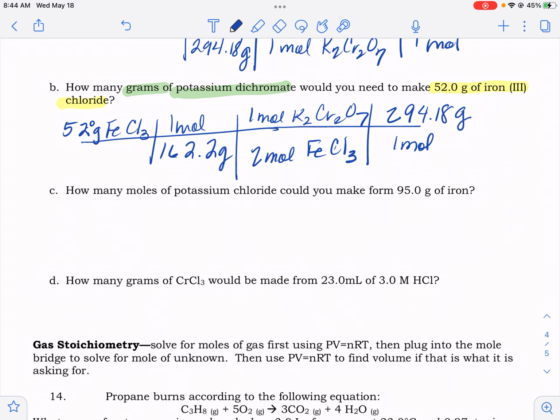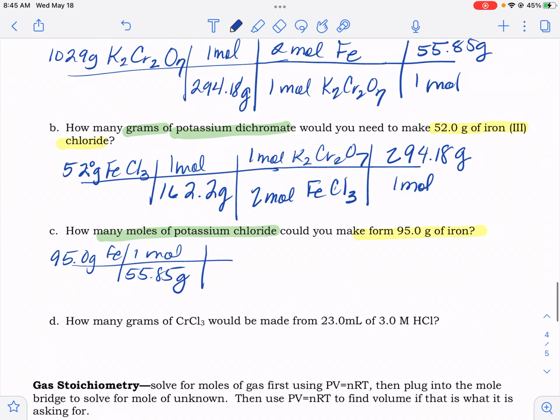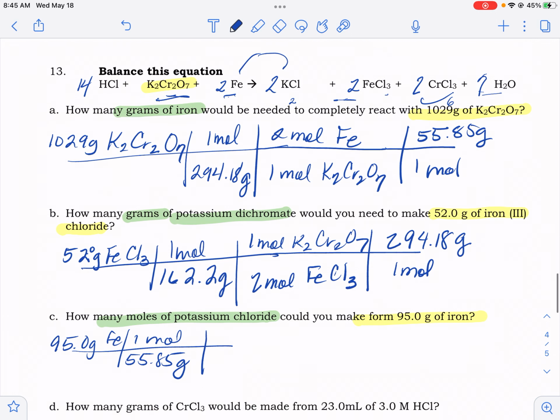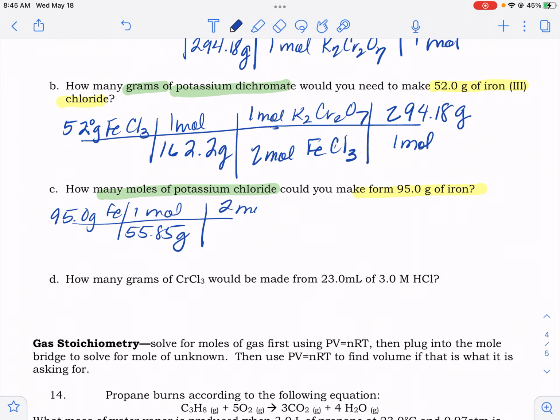Letter C, how much potassium chloride? That is what we're solving for. And notice it's in moles. And we've got 95 grams of iron. 95 grams of Fe, the molar mass of iron. If I look here, I'm going to go from iron to potassium chloride. It's a 2-to-2 ratio. And that's where I stop because I'm only going to moles.